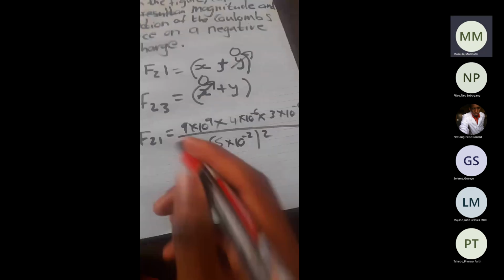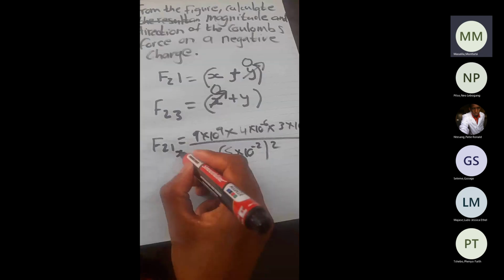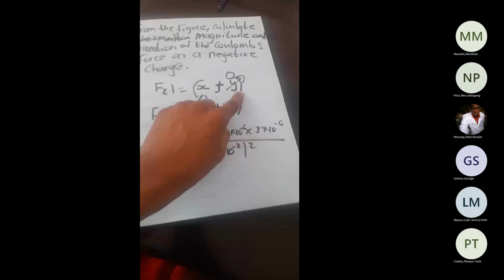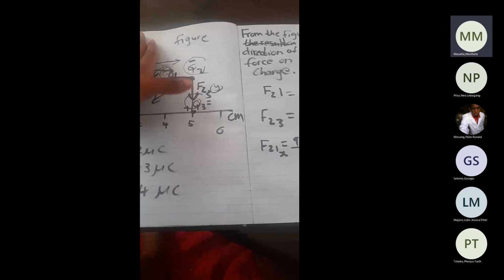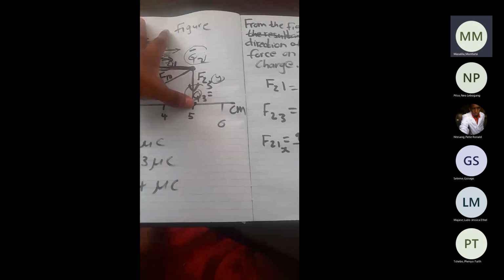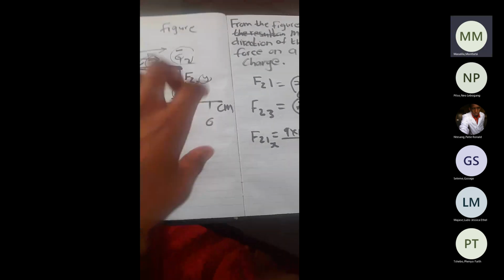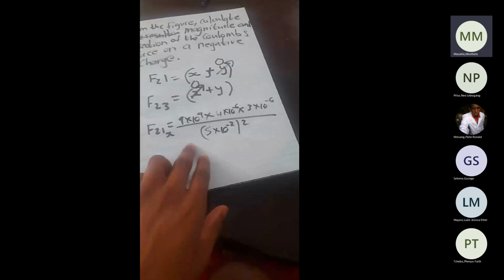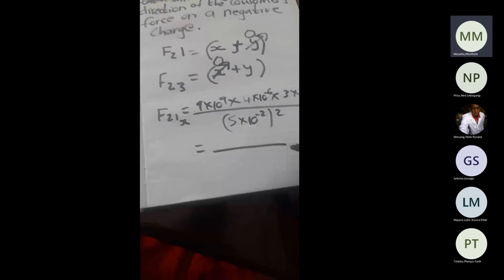F21x. Mind you, this F21 has no y-axis. That's why you can say y equal to 0. Force 2, 3 has no x-axis. That's why you can say that. So you are going to get an answer here. You're going to write your answer, which is in newtons.